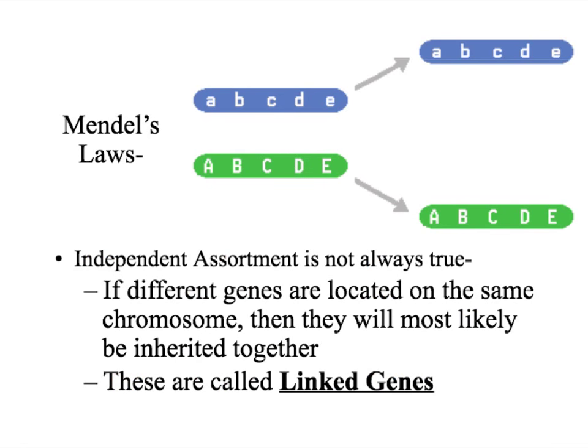Now, independent assortment, which is what we call this, so that each of the factors can be sorted independently, doesn't always happen. It got lucky for Mendel. It worked out nicely. But if the genes are on the same chromosome, then what's going to happen? They're going to stick together, unless, like we saw last week, we have crossing over. So if we have crossing over, they might separate independently. But for the most part, if it's on the same chromosome, they're going to travel together. And that's what we call a linked gene, because it's on the same chromosome.